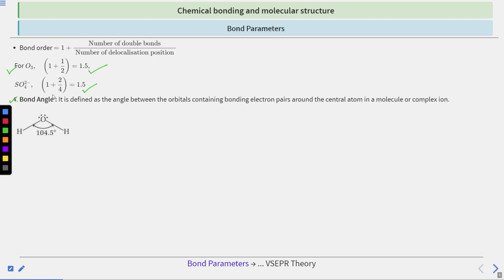The fourth bond parameter is bond angle. It is defined as the angle between the orbitals containing bonding electron pairs around the central atom in a molecule or complex ion. As you can see, this is the molecule of H2O, where oxygen has a lone pair, and the water molecule has a bond angle of 104.5 degrees, right?